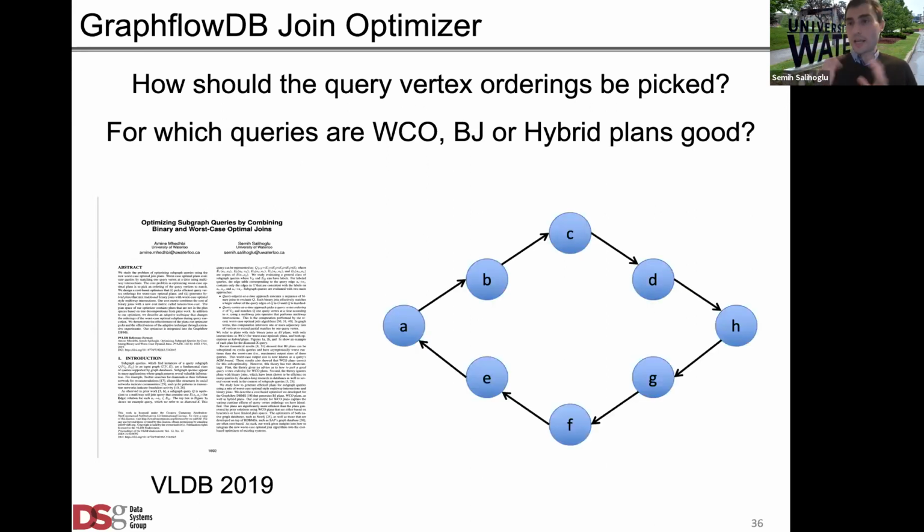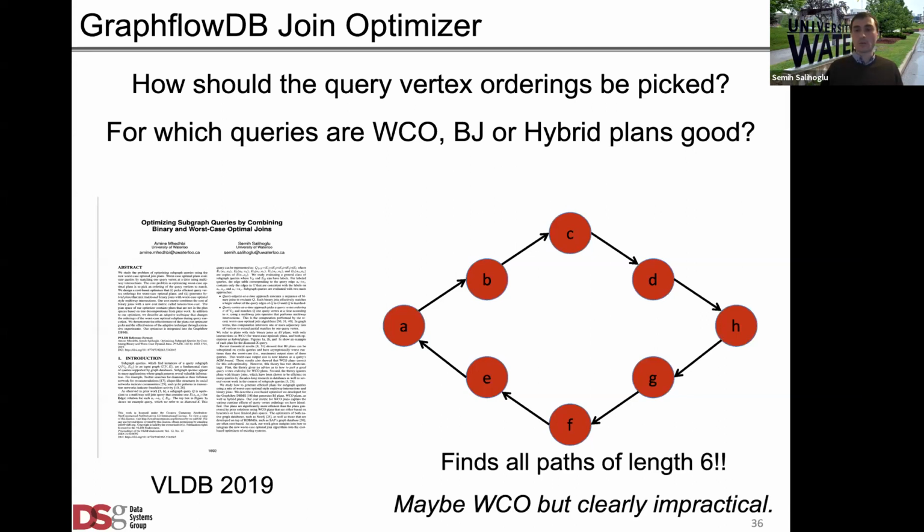So for example, if you had a complex 8-cycle query like this, picking a pure worst case optimal join algorithm is not going to be very good, because you would do something like this. You would start with A nodes, extend them to AB, ABC, and so on, until you find all the 6 paths, and then finally you'd get an intersection which could give you some performance gains, but you already found all 6 paths, and that's quite impractical. It's maybe worst case optimal, but it's not very good. You're probably better off finding the upper 4 arc and the bottom 4 arc and then performing a binary join.